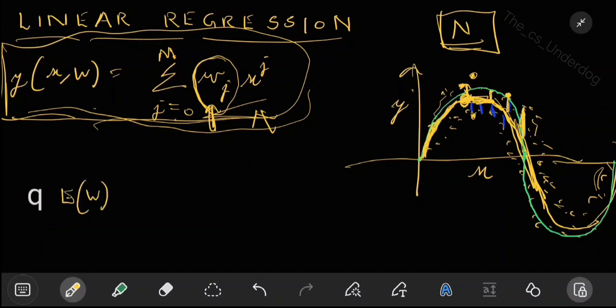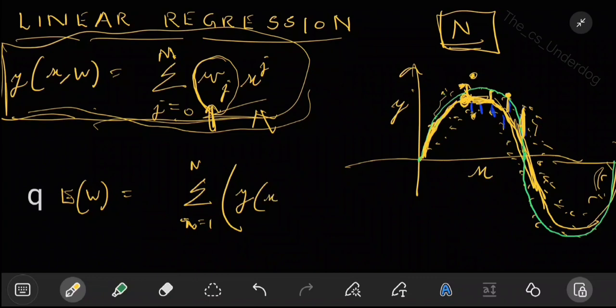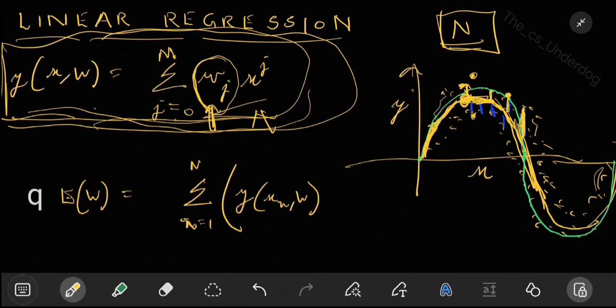E of W is equal to the sum of, there are totally, let's say, n data points. So n is equal to 1 to n. From 1 to n, you are summing up y, your observed value, y of x_n, w. This is the value that you found from this equation, minus t. t is the actually observed value, that is the actual point that you observed. So y minus t, the whole square.